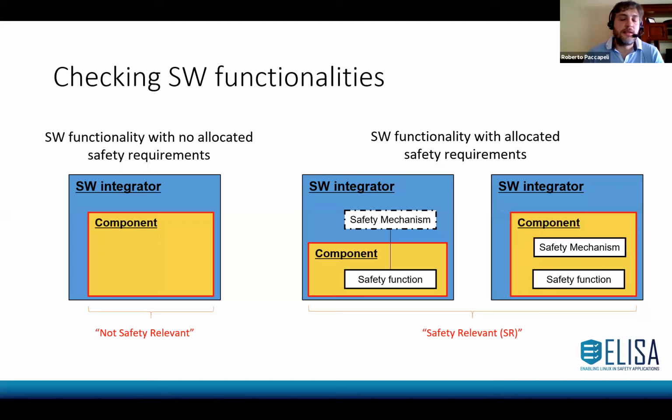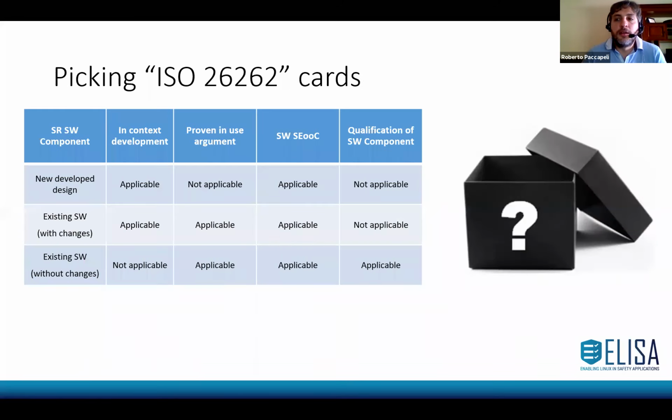Then the real question here is, okay, but according to that safety standard, which kind of methods can I use in order to be in compliance with the expectations for functional safety? Here we have a sort of summary in which, in one column, we have the list of possible safety relevant software components. You could have a component that is a newly developed design, an existing design with no change, or an existing design in which you want to modify something, for example, in the code.